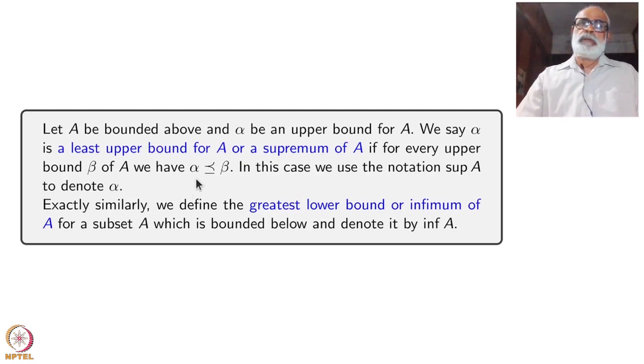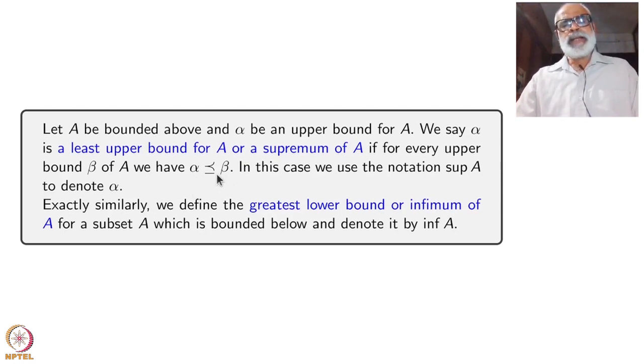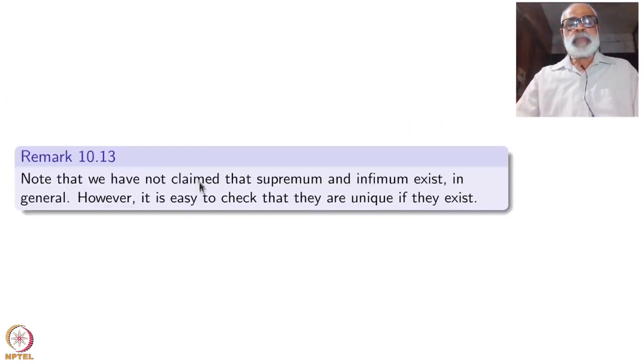Supremum is another terminology. Exactly similarly, you can define greatest lower bound and infimum also. Okay, the notation will be inf A and sup A. Note that we have not claimed that supremum and infimum exist. However, it is easy to check that they are unique if they exist. And that is where you have to use the anti-symmetry property, that's all.